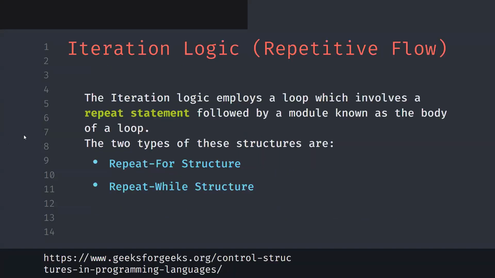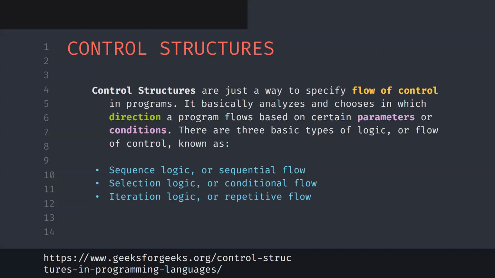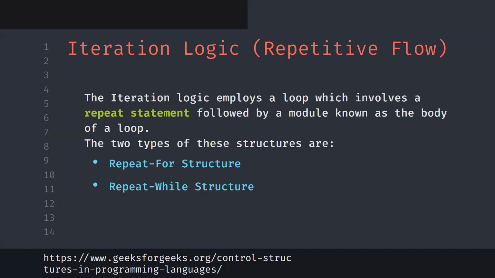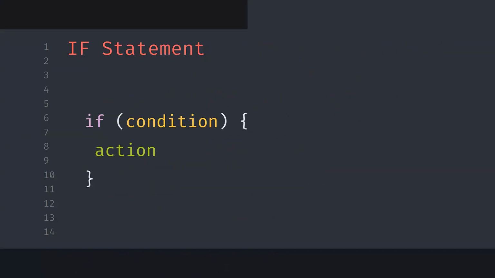And before that, I will explain the next one as well, the iteration logic. That means it is going to execute several statements or several instructions again and again. There are two ways you can do this in programming, not only in C, in other programming languages as well. One is the for structure and the other is the while structure. So let's go to the first one.